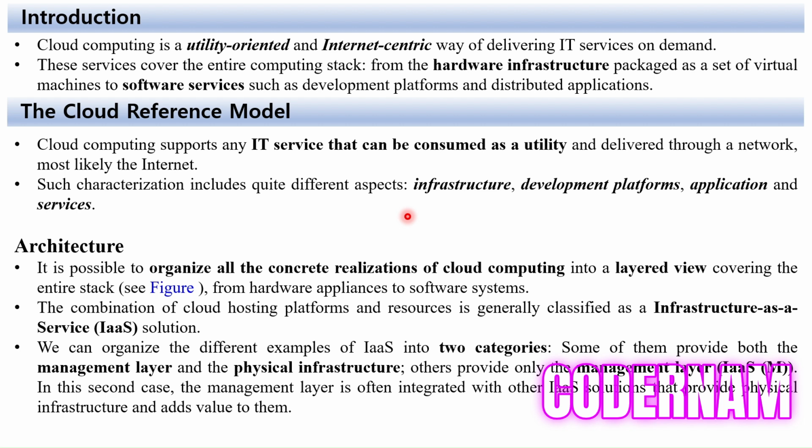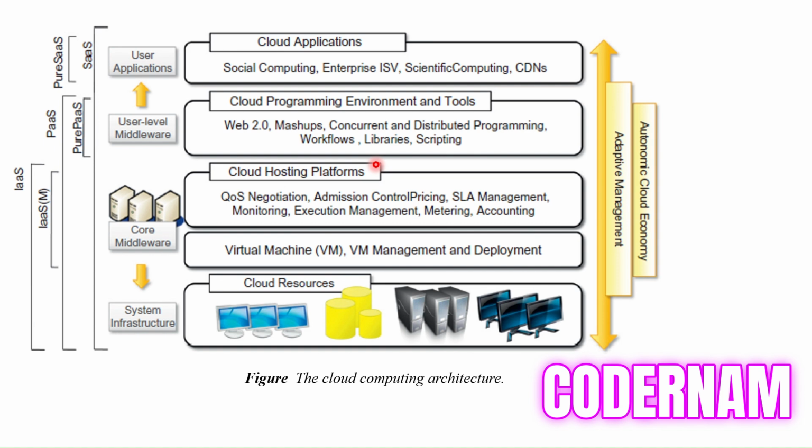The combination of cloud hosting platforms and resources is generally classified as infrastructure as a service. We can organize the different examples of IaaS into two categories. That is, first one is the management layer, and second one is the physical infrastructure. Okay, some of them provide both of it, and others might only provide the management layer. Okay, now let us look into the picture.